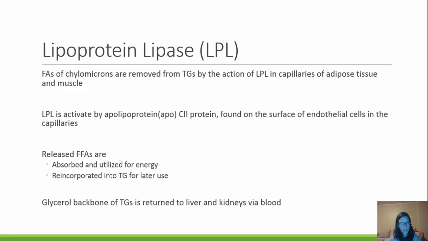So we have our molecule that's needed for activation of lipoprotein lipase right in the capillaries where we need it. Now, when free fatty acids are released with the action of lipoprotein lipase, these free fatty acids can be absorbed and utilized for energy, or they can be built up into triglycerides for later use. The glycerol backbone of triglycerides, once all the fatty acids have been removed, is then returned to the liver and the kidneys.